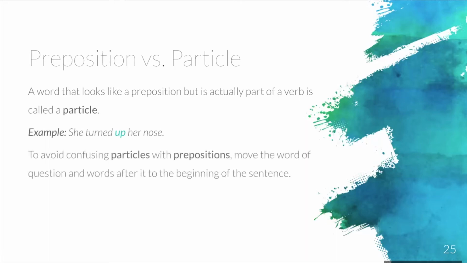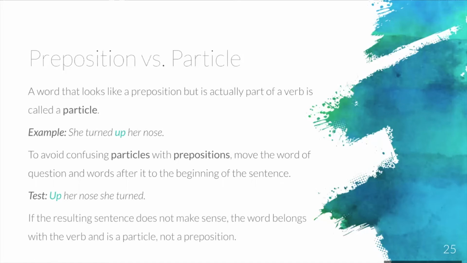Okay, so here's a tip to avoid confusing particles with prepositions. All you have to do is move the word in question and the words that follow it to the beginning of the sentence. Using the same example, she turned up her nose, you put up in front, and it's: up her nose, she turned. If the resulting sentence doesn't make any sense, then the word belongs with the verb and is a particle, so it's not a preposition.